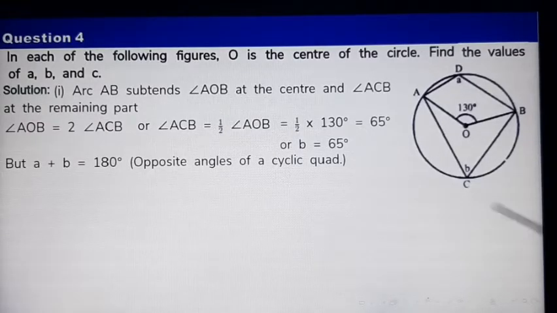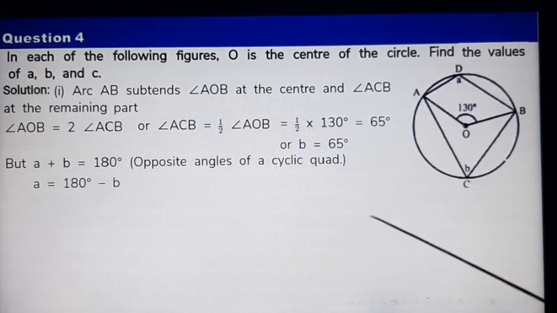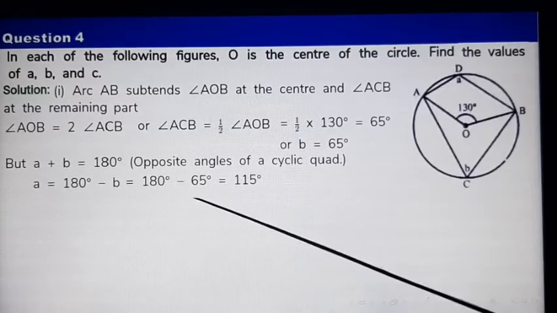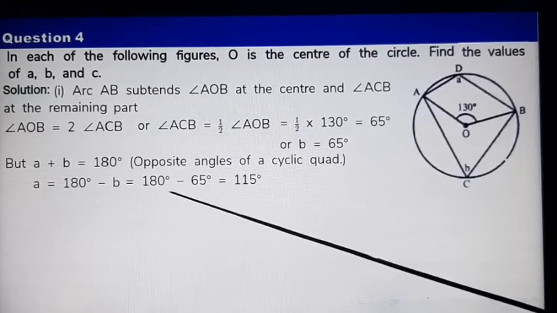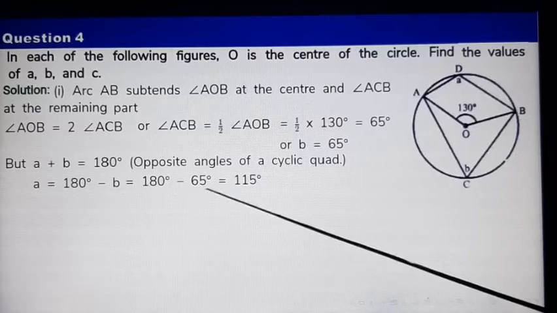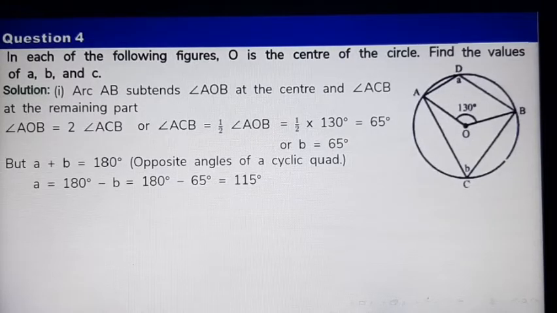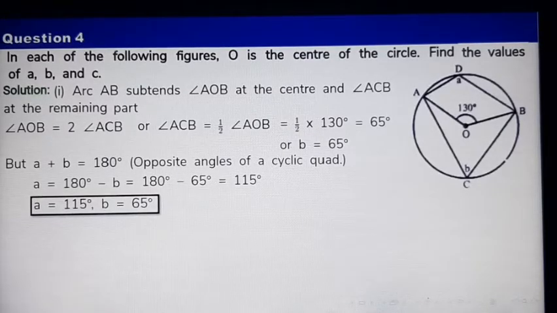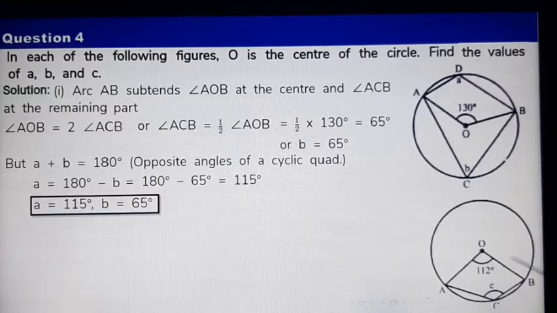So we know the value of B, which is 65 degrees. So my value for A turns out to be 180 minus 65, which is 115. So we have found the value of B and A. Now let us find the value of C from the next diagram. So this is the diagram given here. We need to find the value of C out here.